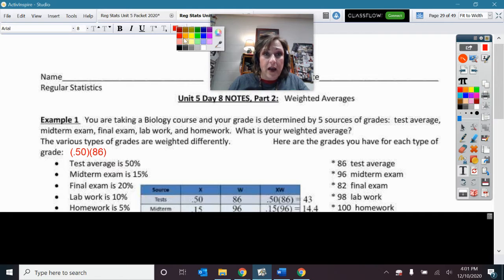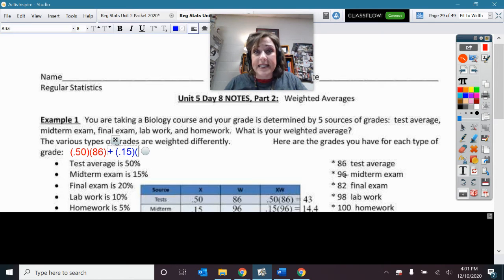Okay, and then the next piece is plus the part that comes from the midterm. The midterm is going to be 15% of your grade, so I'm going to turn that into a decimal, 0.15, that I multiply by 96. Then I've got the final exam. This is how the final exam will contribute to your grade. You've got 20%, so as a decimal that is 0.20, and you got an 82 on that final exam.